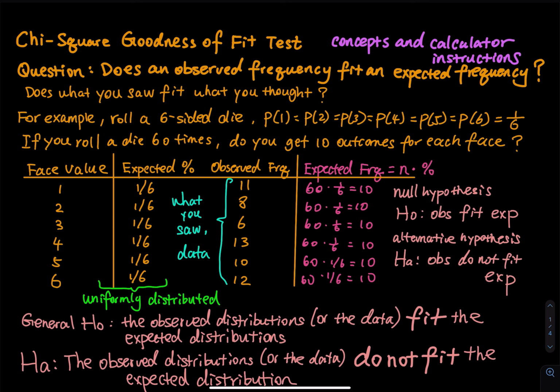All right, so when you do a chi-square goodness of fit test, you have to find the expected frequency yourself. Usually the problem doesn't provide the expected frequency. So you have to take the total, which is the sample size. You rolled a die 60 times, right?